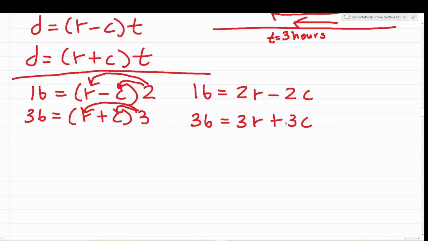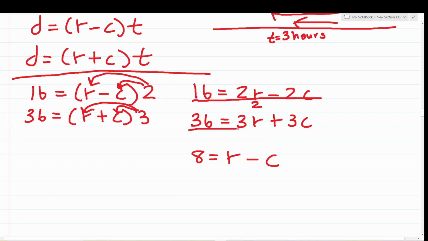All right. And these equations look pretty confusing. So you should realize that all the values in this first equation have a common factor of 2. In other words, we can divide everything by 2 to simplify this. 16 divided by 2 is going to be 8. 2 divided by 2 is just 1, so this becomes r. And then negative 2 divided by 2 is negative 1, so this is r minus c.